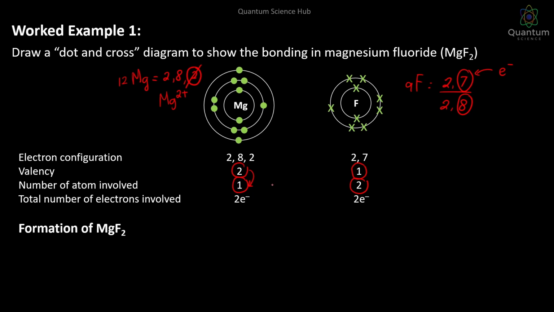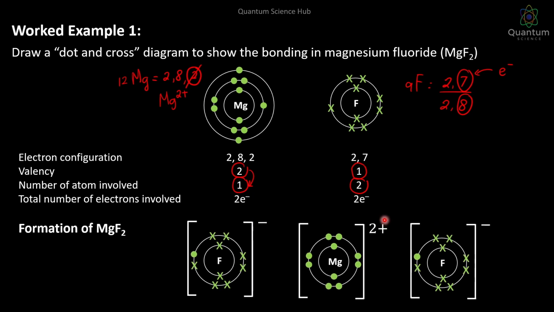We have 1 magnesium and 2 fluorine, right? So magnesium in this case will lose 2 electrons. That is why the charge here is 2 positive. And each fluorine atom will receive 1 electron from magnesium. So the electrons will transfer to both fluorines in this case. So 1 fluorine will receive 1 electron. That is why fluorine becomes stable.